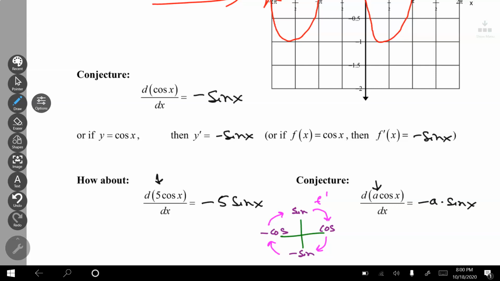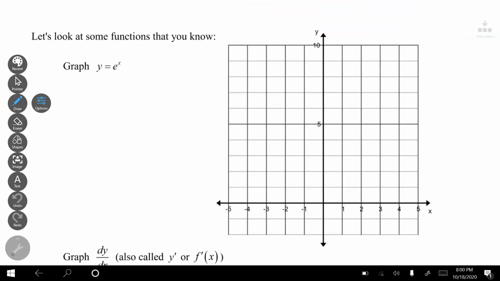Learn it very quickly. So we have another function that we want to graph and figure out its derivative from the graph. Y equals e to the x. This is an exponential growth function.